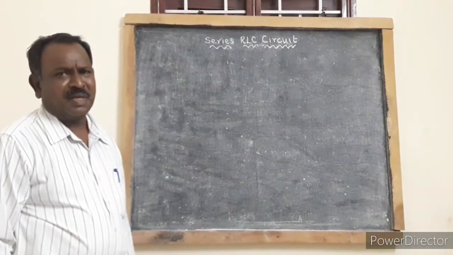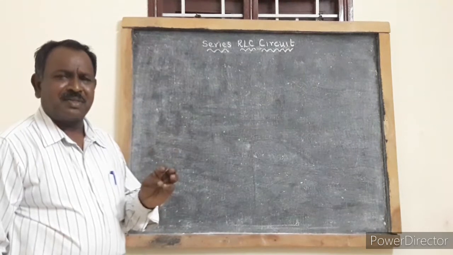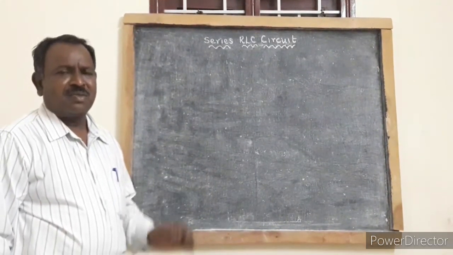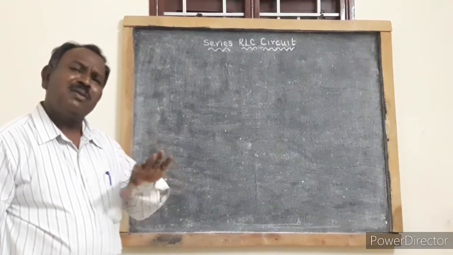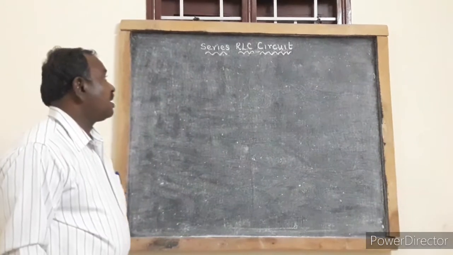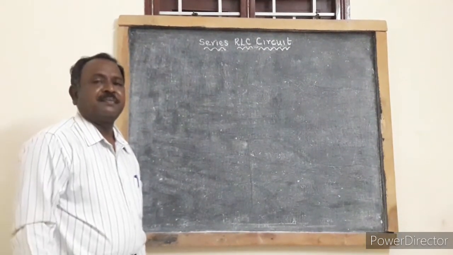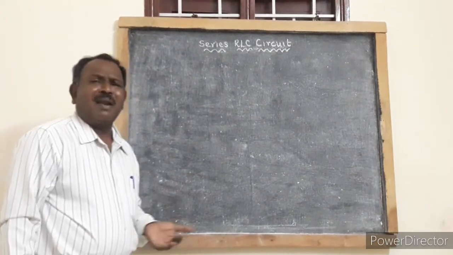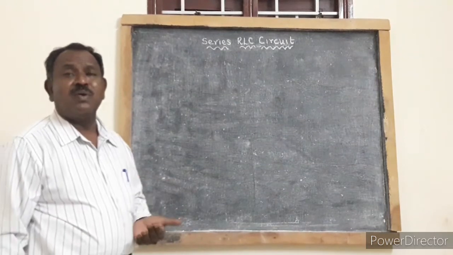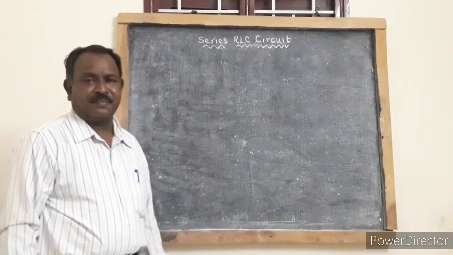Now we are going to see an AC circuit containing resistor, inductor and capacitor. So when an AC circuit is having all the three components connected in series, then it is called as series RLC circuit. So we are going to analyze the phase relation between current and voltage in an RLC circuit.